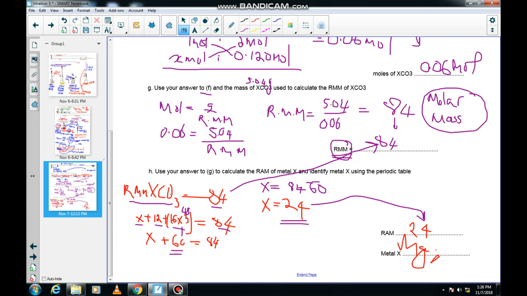Relative atomic mass 24. And from the periodic table, the element with atomic mass 24 is magnesium. Therefore, metal X is magnesium. The question just said identify. It did not say write the symbol. Neither did it say write the name. So this means any one of these two is correct. You can write the symbol Mg or write the name magnesium.